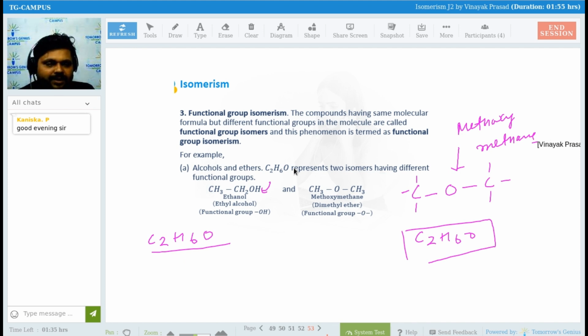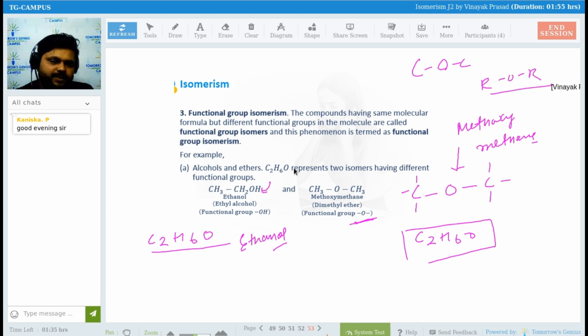Right? But this is ethanol. Is it okay? The functional group is O, like COC is there, or ROR is there. Is it okay, guys? Everyone? Functional group isomerism, is it okay with everyone? Any doubt till here?